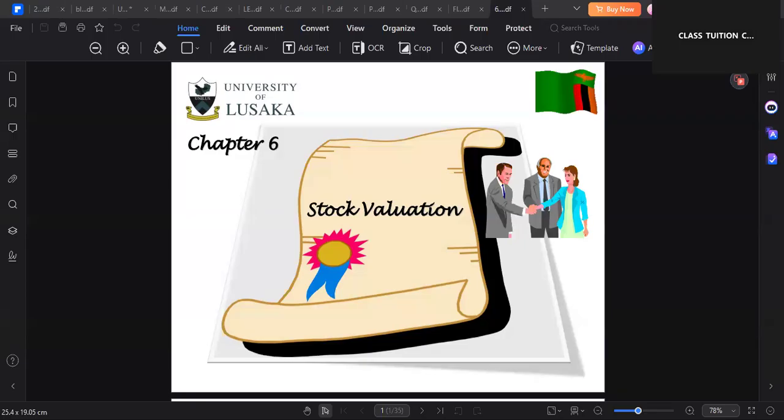Hello, everyone. Today, we are going to delve into one of the most practical topics in finance, and that is stock valuation. Whether you want to become an analyst, an investor, or simply you want to manage your own portfolio, you will need to answer one key question. What is a stock, and what really is it worth?